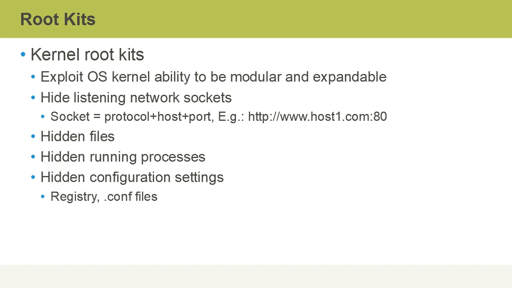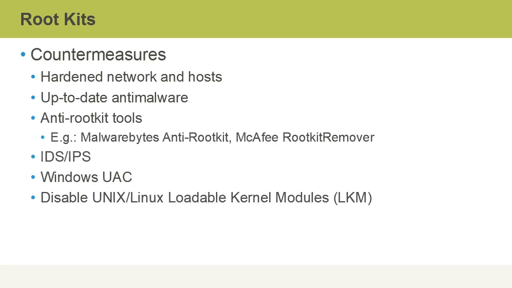Now, bear in mind, in order for a kernel rootkit to be installed in the first place, at some level the machine has to be compromised. Countermeasures to rootkits include hardening the network as well as hosts on the network. And of course, running up-to-date anti-malware that might detect a rootkit. There are also specific anti-rootkit tools available from various vendors. Examples include the Malwarebytes anti-rootkit or the McAfee rootkit remover.